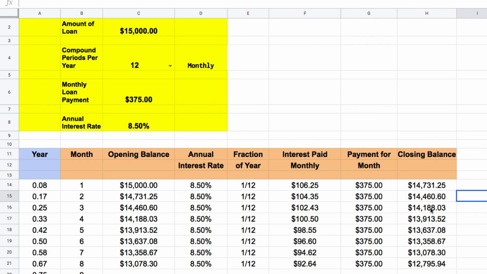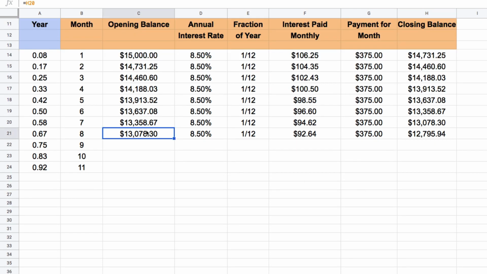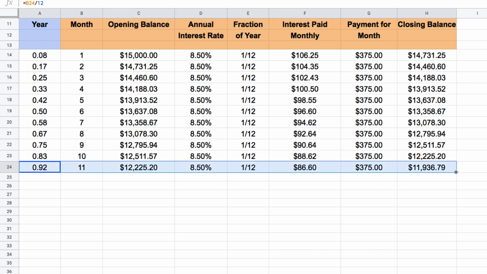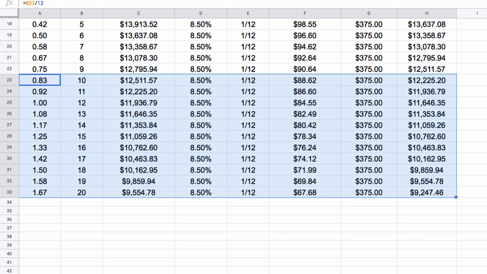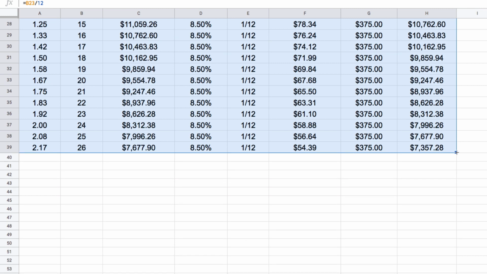I can see the number at the end of month 3 matches what I had on paper. So now what I want to do is extend this down to see when my loan is paid off. So I'm down here after 11 months. That's our closing balance. Do we still have almost $12,000 more to pay? So let's pull this down. And I'm going to keep pulling it down until my closing balance on the bottom right there is 0.